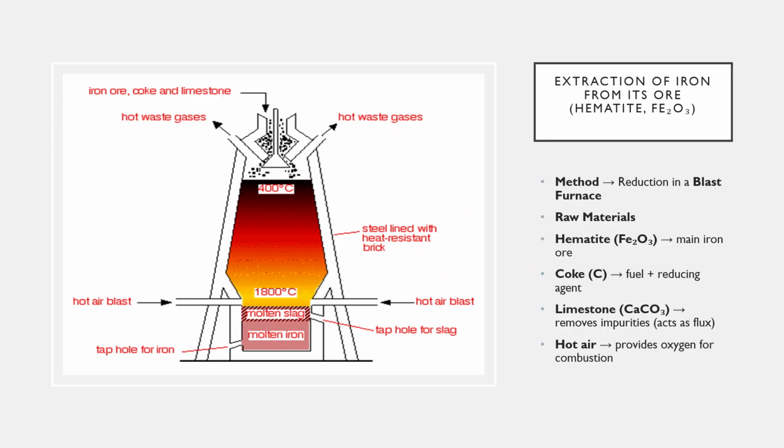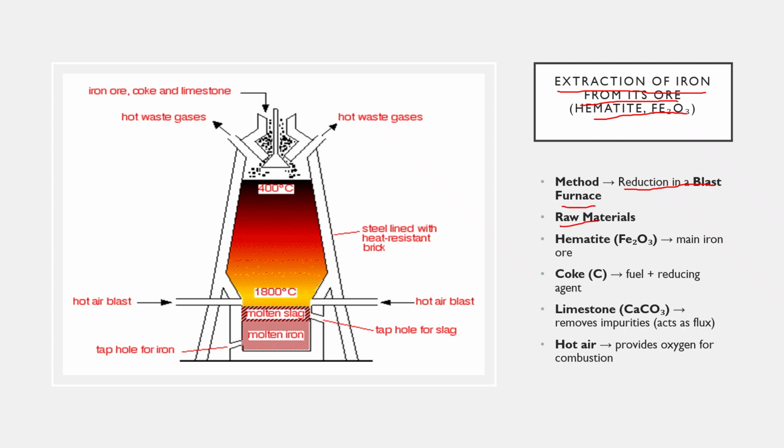Now we can discuss extraction of iron from its ore. The name of the ore is hematite, and the formula is Fe2O3. This is a diagram for this process. The method we use to extract iron from its ore is reduction in a blast furnace, or you can say reduction with carbon.